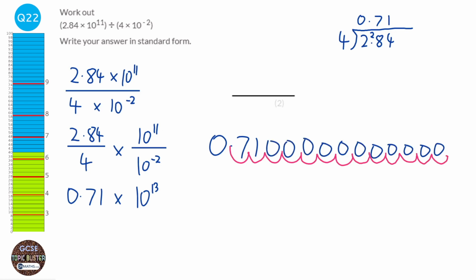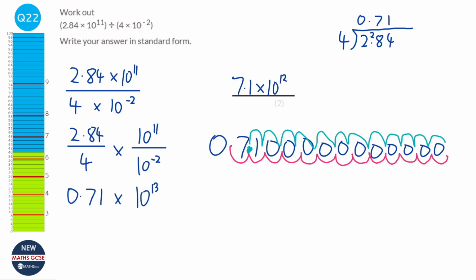So it'd be 7, 1 and all those zeros. And then I'm going to put it back into standard form. Now the decimal point will need to be here to make it 7.1. So it'd be 1, 2, 3, 4, 5, 6, 7, 8, 9, 10, 11, 12. So it's going to be 7.1 times 10 to the power of 12.